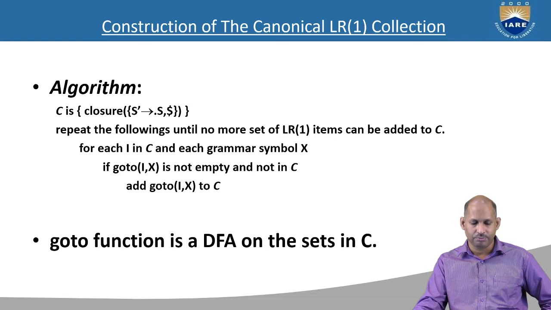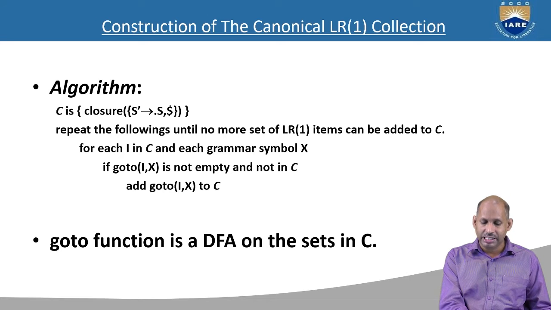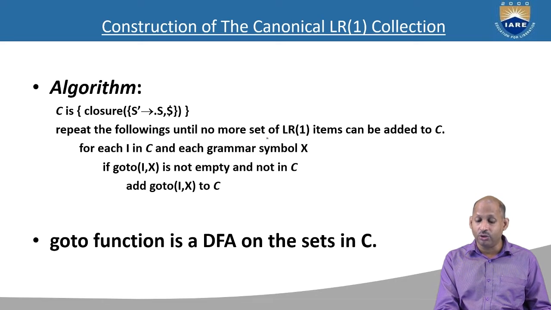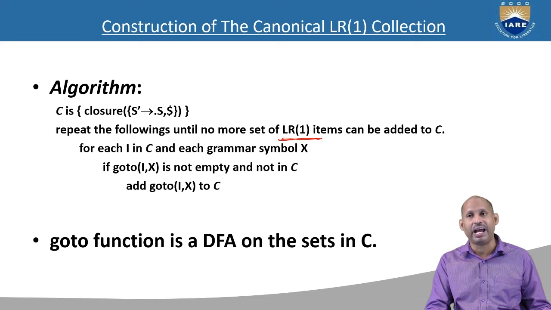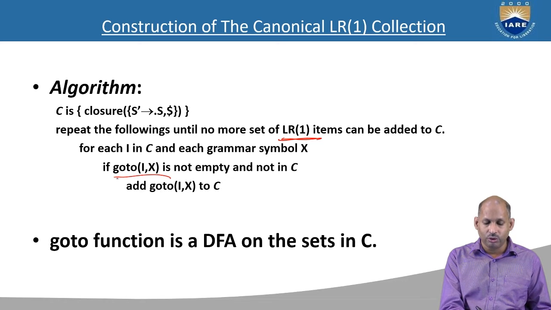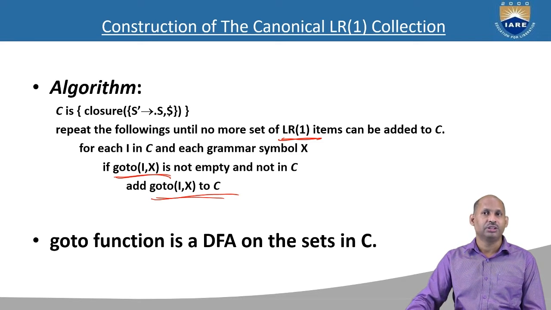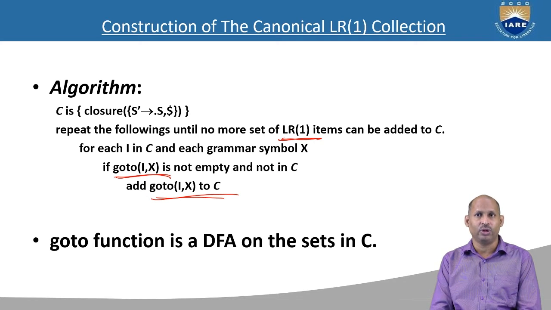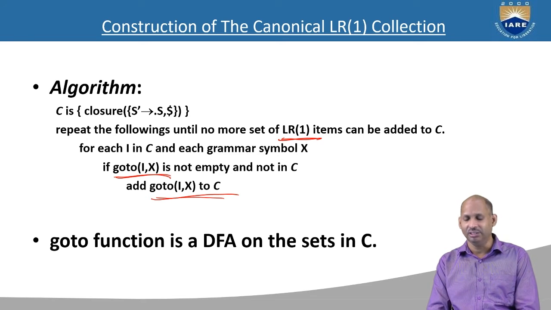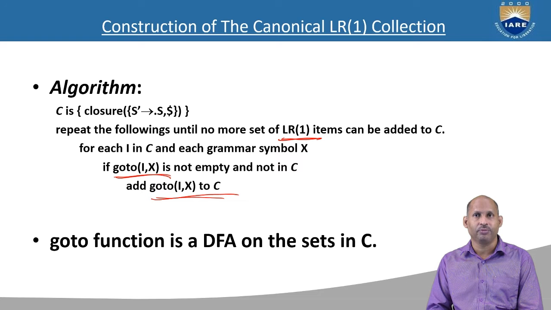Now this is an algorithm, and we can see it in practice by solving a number of problems. C is the closure of S dash gives dot S, dollar sign. Repeat the following until no more sets of LR(1) items can be added to C: if goto(I, X) is not empty and not in C, simply add goto(I, X) to C. So the goto function is a DFA on the sets in C.